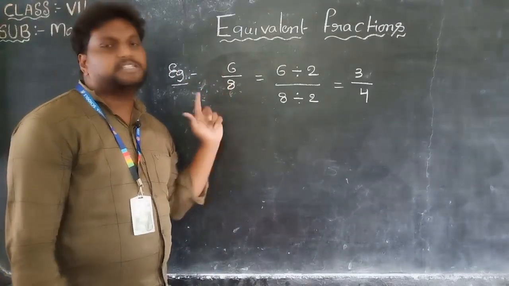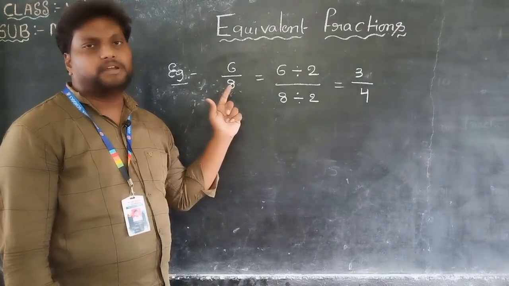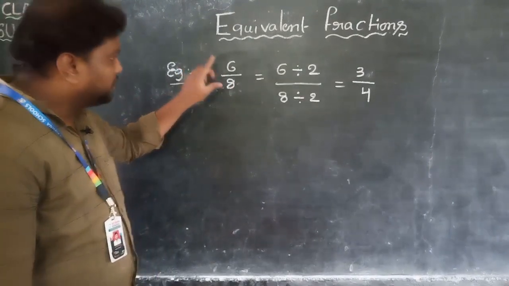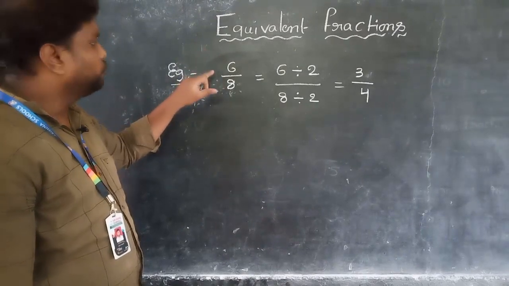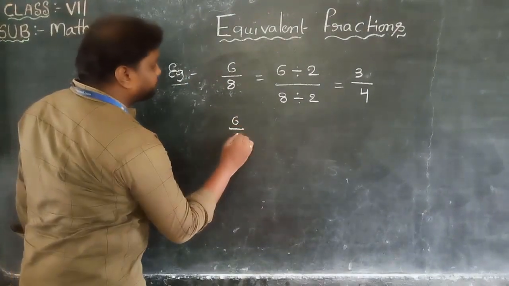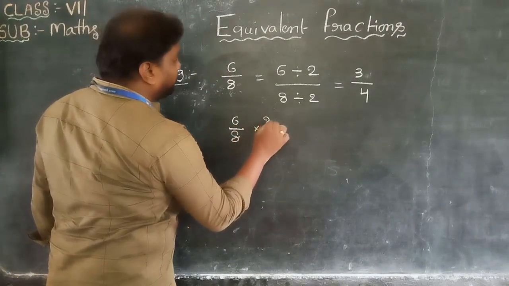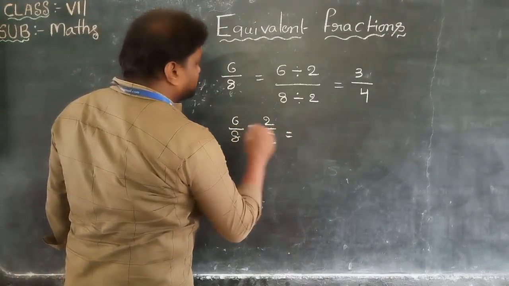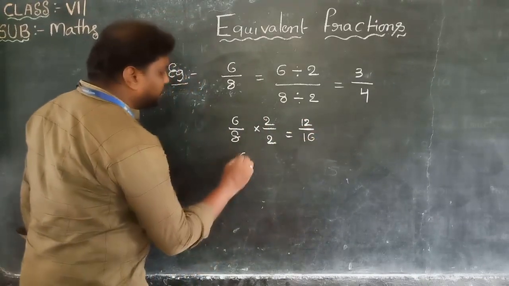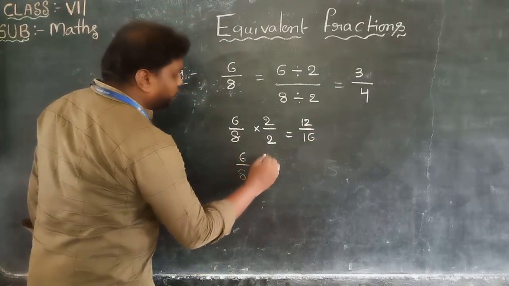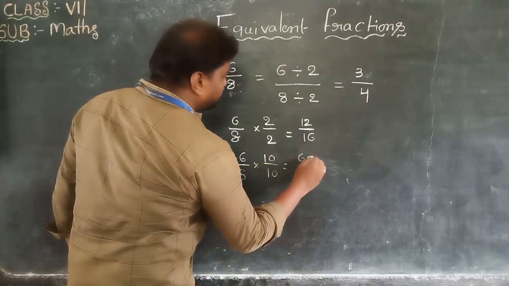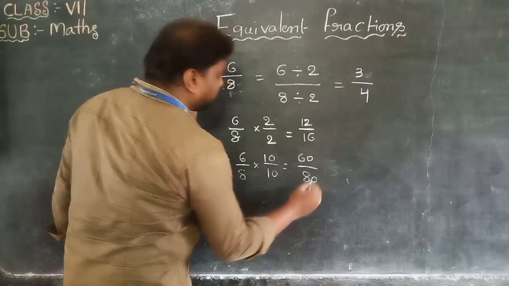Why? Because it's possible with cancellation of a number. What is the number? It is 2. 6 by 8 is nothing but that, possible cancellation with 2. 2 3s are 6, 2 4s are 8. Again, 6 by 8 should be multiplied by 2 by 2: 6 2s are 12, 8 2s are 16. Like that, 6 by 8 into 10 by 10, 6 10s are 60, 8 10s are 80.